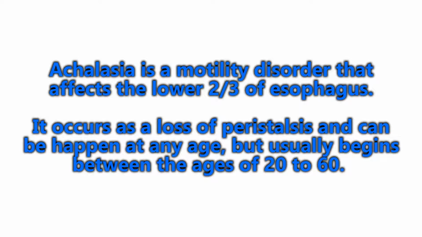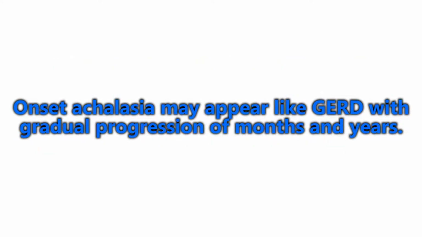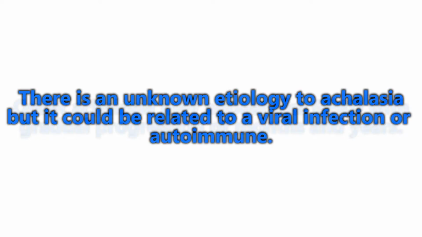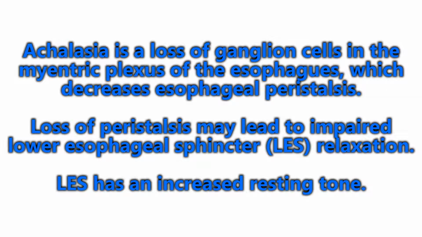It can occur at any age, but it usually begins between the ages of 20 and 60. Onset may appear like gastroesophageal reflux disease, also known as GERD, with gradual progression over months and years. There is an unknown etiology as to the cause of achalasia, but it may be related to a viral infection or autoimmune. Generally, it's a loss of ganglion cells in the myenteric plexus of the esophagus, which decreases esophageal peristalsis.